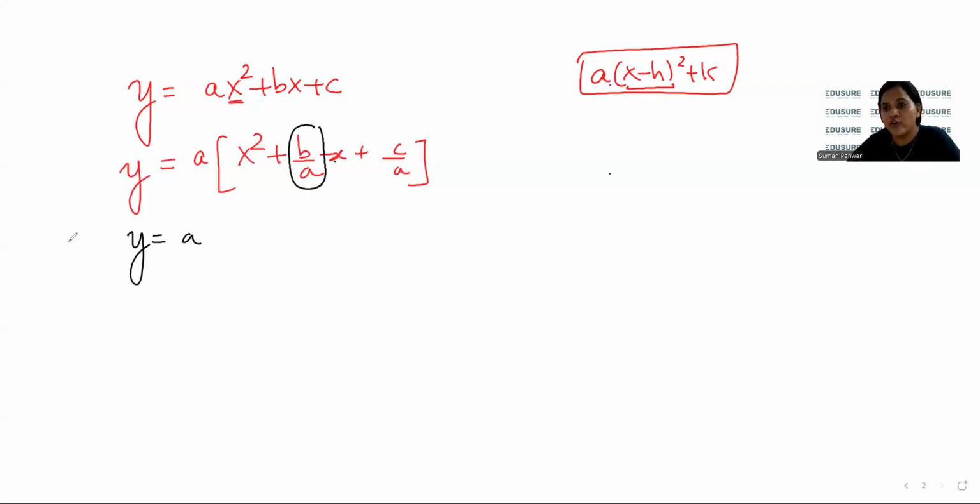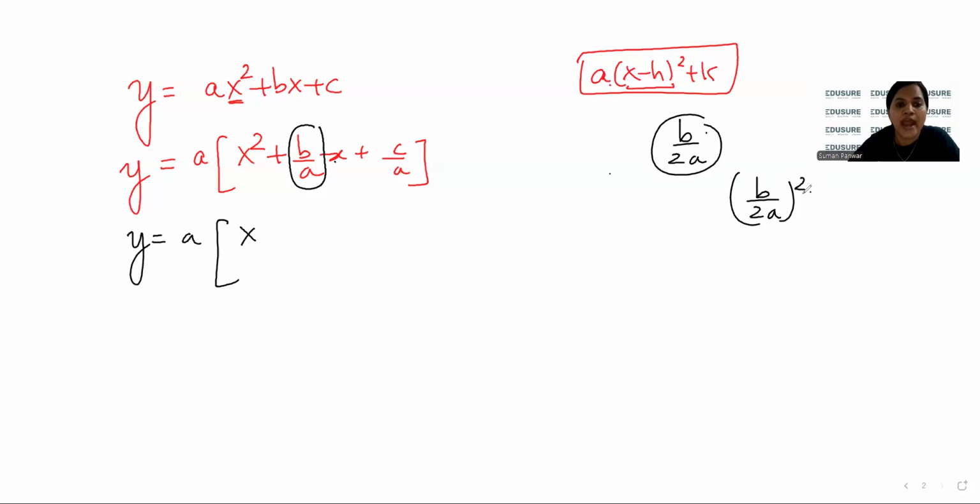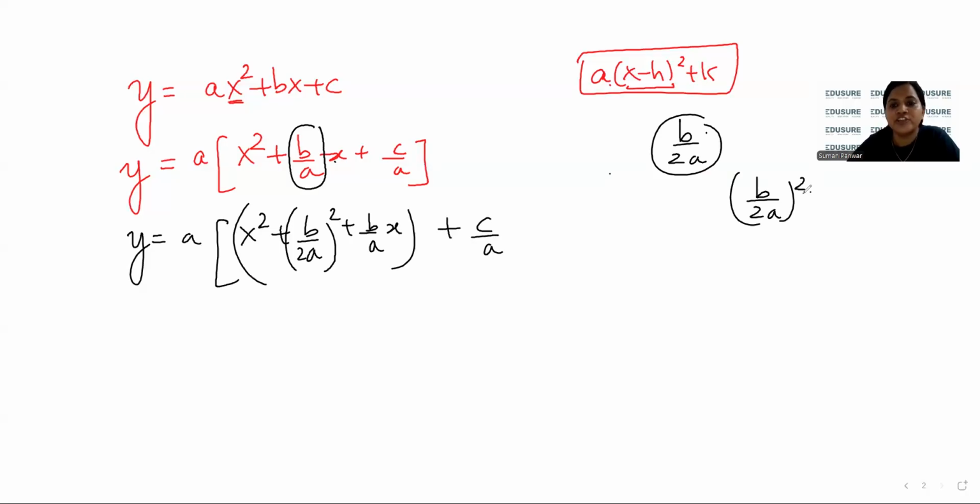So take half of the coefficient of x, which is going to be b by 2a. Then square it. So take the half of the coefficient of x, square it. Now what I'm going to do, I am going to add this square here. And just to make sure that my expression is not disturbed, I am going to subtract the square. This expression is unchanged, because I'm adding and subtracting the same term from the expression.